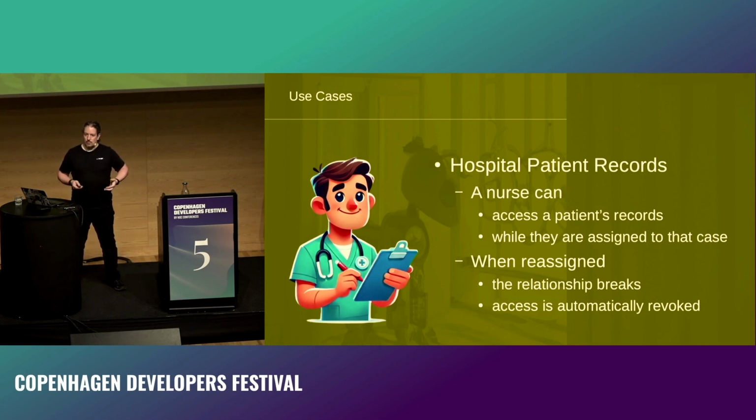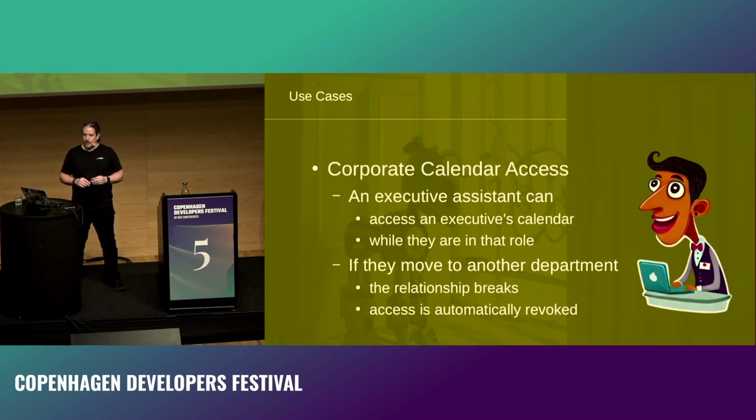That's a really good example. A similar one is corporate calendar access. In the same way as a nurse or a doctor has access to patient records, an executive assistant would have access to a director's calendar. And if they're moved to another office, and suddenly there's somebody else's executive assistant, or they move to another company, then the fact that the relationship between them and their manager or their boss has been broken means they now no longer have access to the calendar.